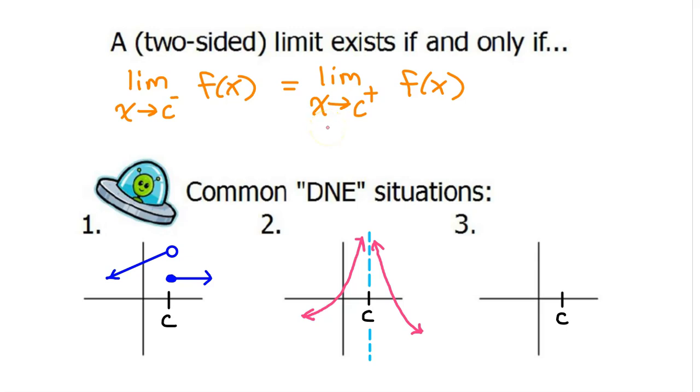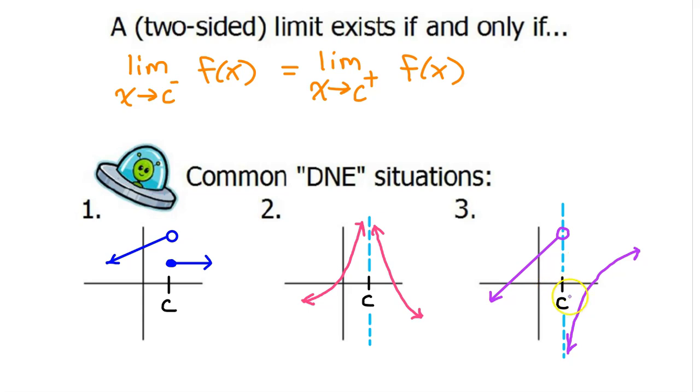Let me be clear. Even though I just told you that the limit exists if and only if the limit from the left is equal to the limit from the right, that does not include this situation. Even though the limit from the left is infinity and the limit from the right is also infinity, that just means that the limit does not exist on the left and the limit does not exist on the right. So surely the overall limit does not exist.